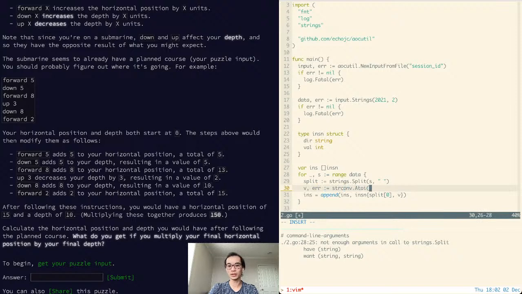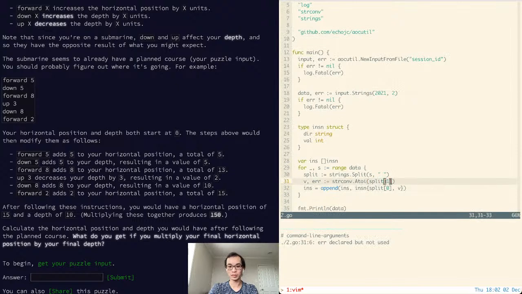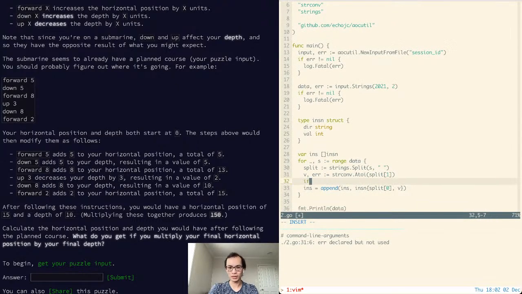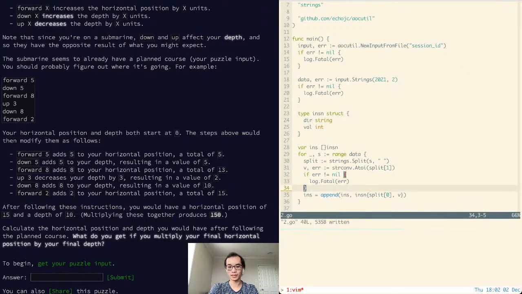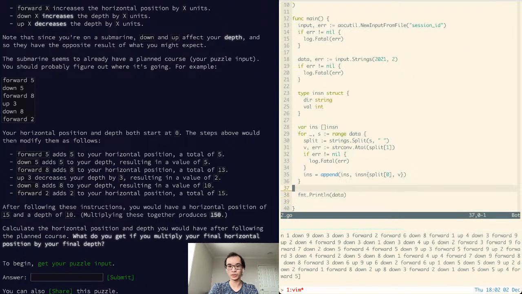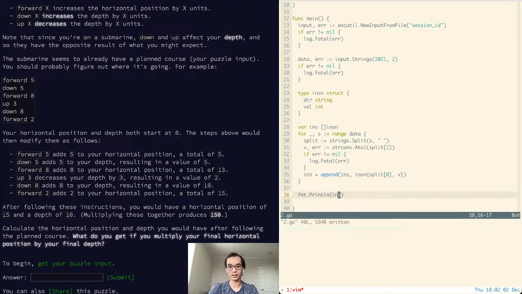Strconv.Atoi is the function. Split 1. Declared but not used, if is not nil. I actually have a macro for this. Look at that. Cool. So it seems like we got that working. So we've parsed it, which is nice.